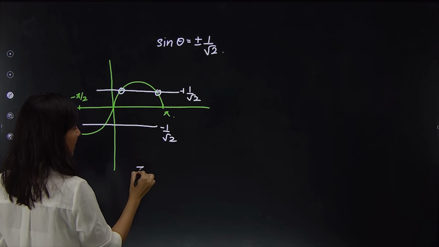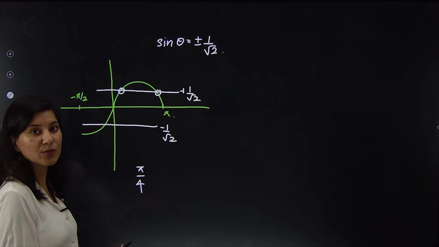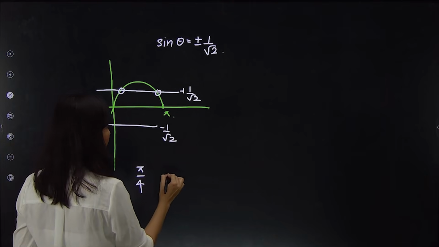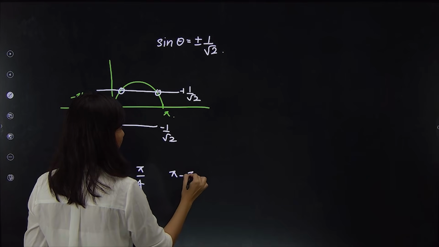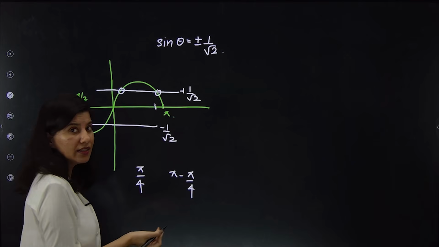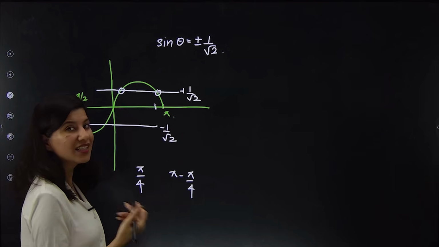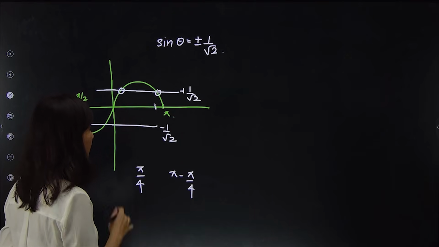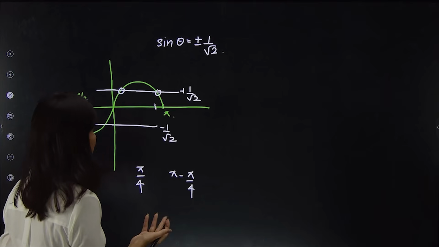First one is pi by 4. Sin pi by 4 is 1 by root 2, 45 degrees. The second one is pi minus pi by 4, so 3 pi by 4. We know that sin 3 pi by 4 is also 1 by root 2, right? Second quadrant, sin is positive.